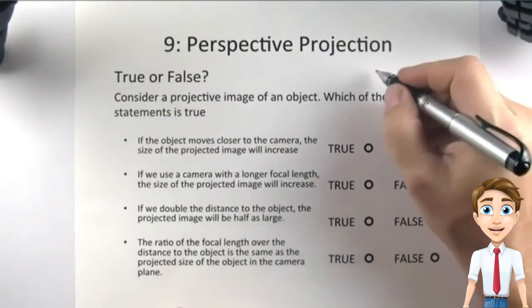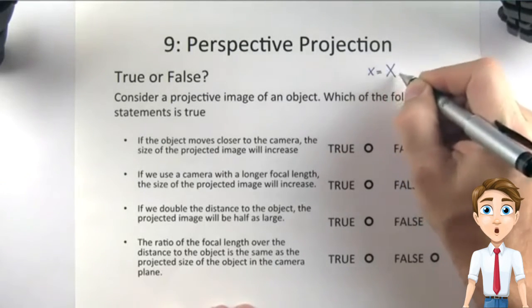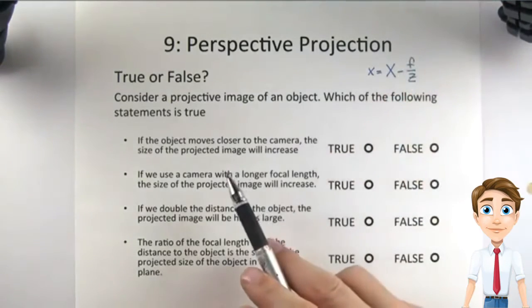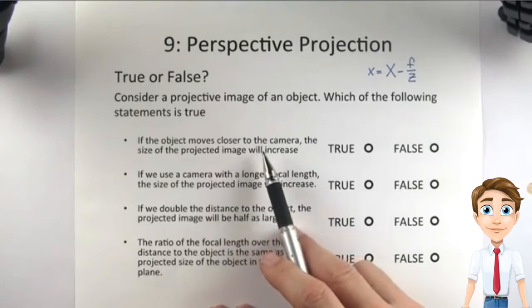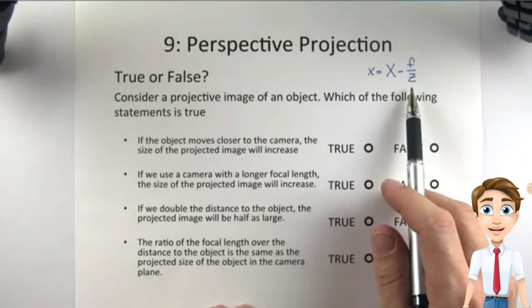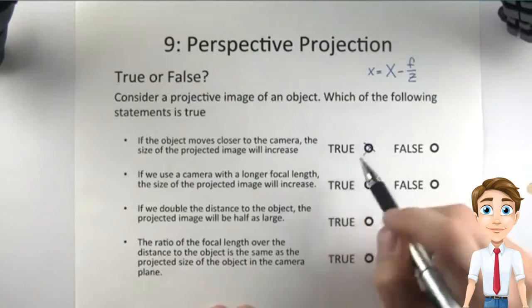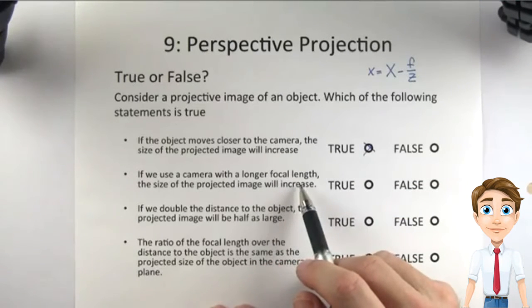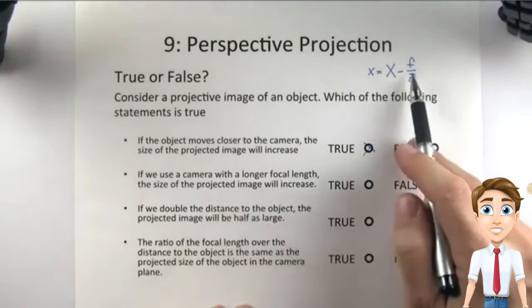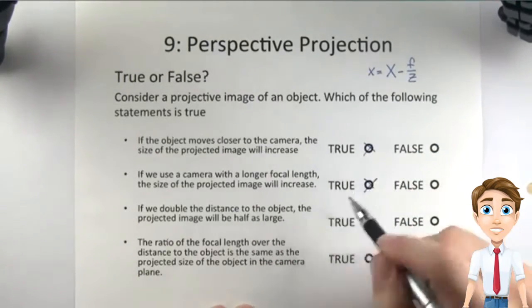And the answer is easily derived from the basic projection equation, here without the minus sign. So if we move the object closer to the camera, which means z decreases, then the size will increase. If z decreases, yes, the size will increase. If you use a camera with a longer focal length, then the size of the projection will increase. So if you increase f, then yes, x will increase as well in the same proportion.